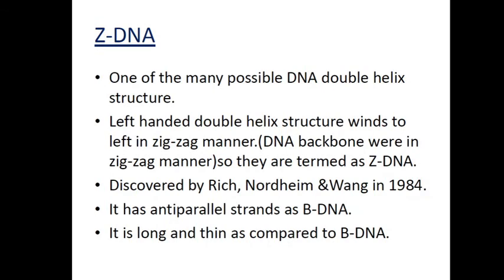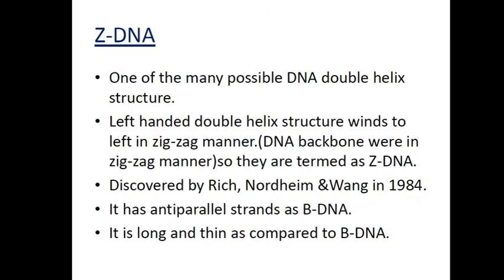The next form of DNA is the Z form of DNA. Z form is one of the many possible DNA double helix structures that can be formed. It is a left-handed double helix structure. Now there is uniqueness of this particular form. It is a Z form, or a zigzag form, and it is left-handed. The backbone was in a zigzag manner when it was first identified. It was discovered by Rich, Nordheim and Wang in 1984.